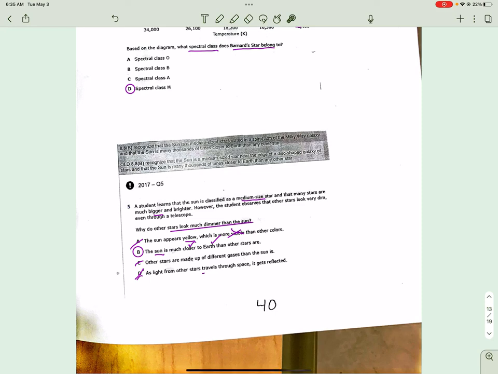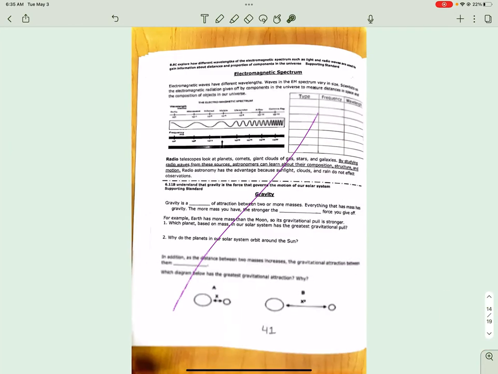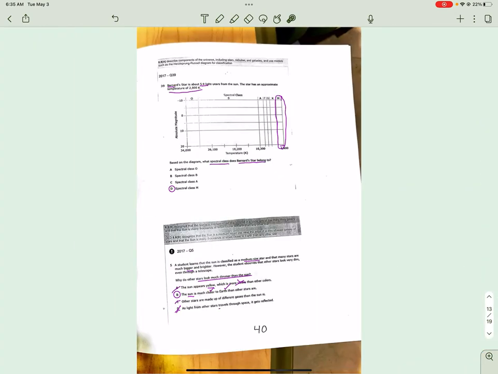For number 5, a student learns that the sun is classified as a medium-sized star and that many stars are much bigger and brighter. However, the student observes that other stars look very dim, even through a telescope. Why do other stars look much dimmer than the sun? This is already the third question that is giving us a different type of question, but they just want you to be aware that the sun is much closer to Earth than other stars, and that's why we see it a lot brighter. So then we're not going to go into that.